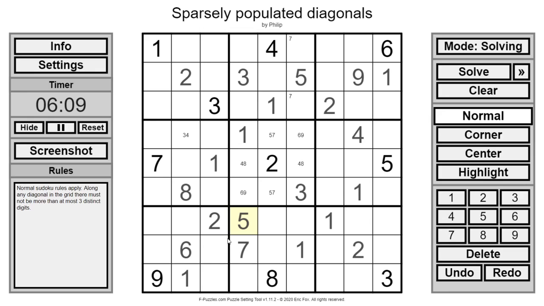Now this diagonal has 1 and 5 in it. So could this be a 7? No, because both 4 and 8 would need to be repeated. So yeah, a 7 here would have 1, 5, and 7, and then there would be no space for a 4 or 8, because that's more than 3. So this is also a 5, and this becomes a 7.